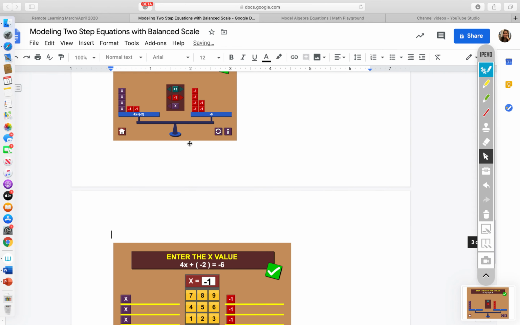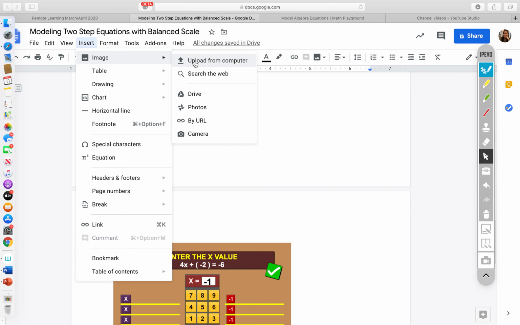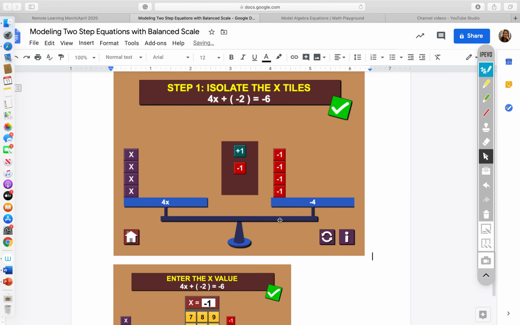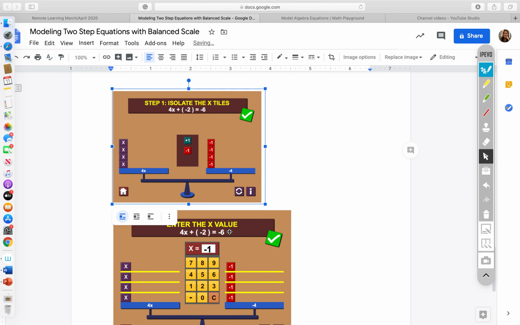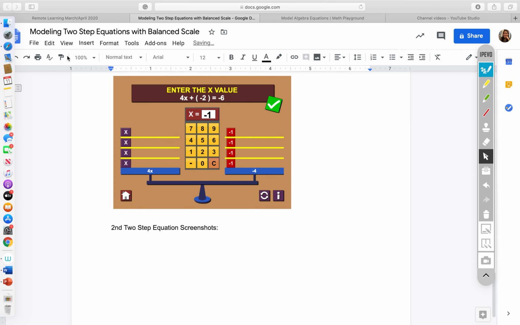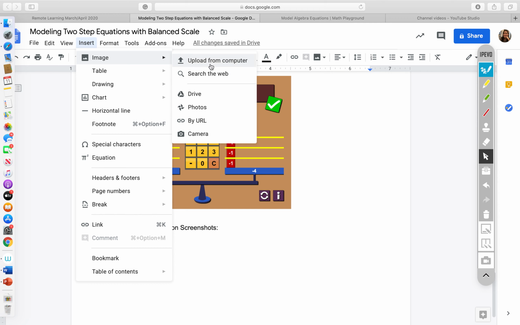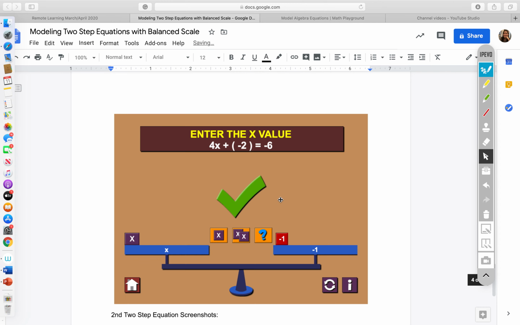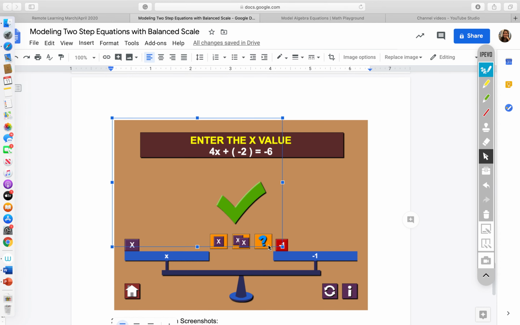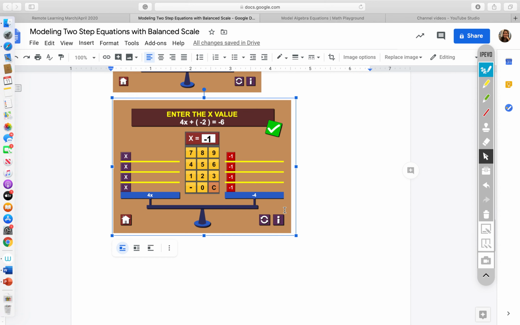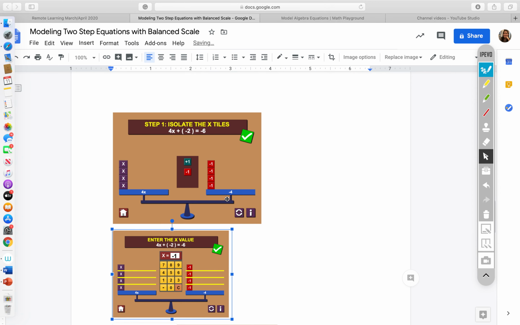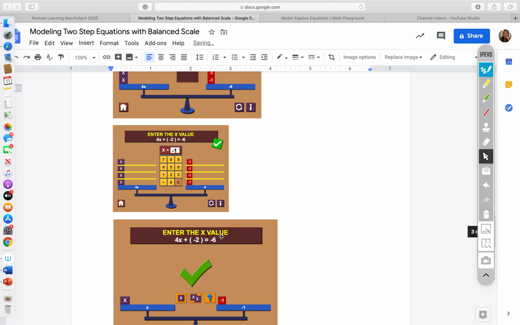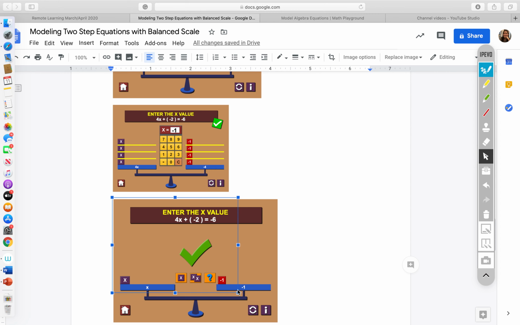So I'm going to finish inserting my screenshots because I've got that one that I forgot now. This is the one where I isolate the X tiles. And then one more where I have a big green check mark that tells me I did it correctly. Good job. Yay. So I've got 5 screenshots here. And you should also have 5 screenshots that show your work.